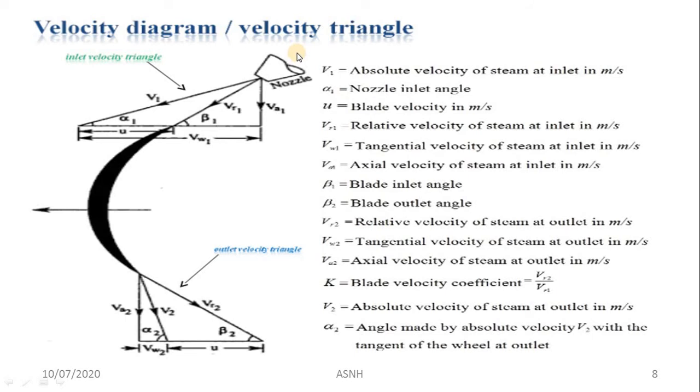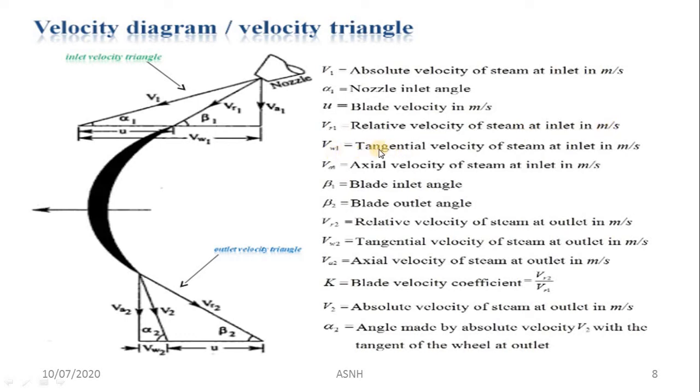So here is the nozzle. The steam coming from the boiler first enters the nozzle, and from the nozzle it strikes the surface of the blades by its relative velocity. So U is nothing but the blade velocity in meters per second. VR1 is the relative velocity of the steam at inlet in meters per second.